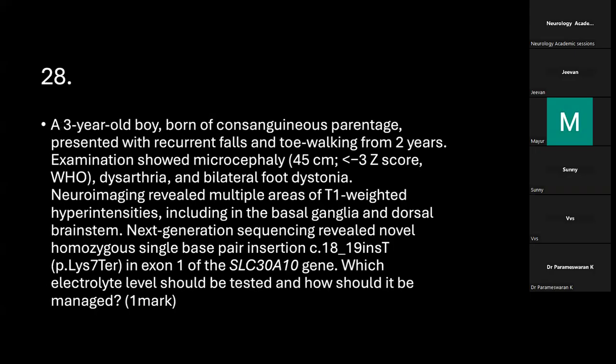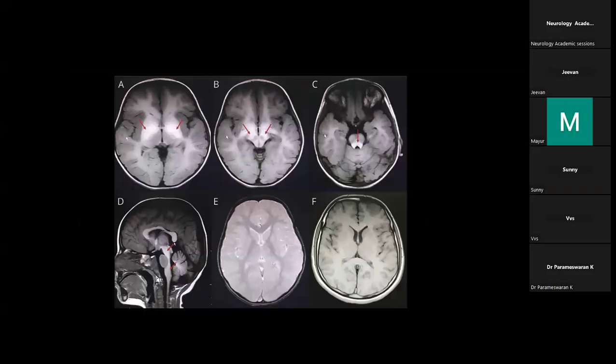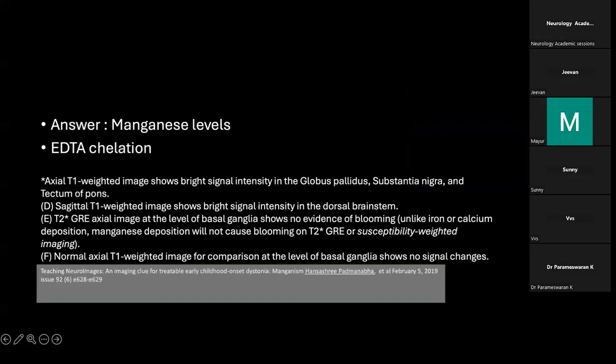Question number 28 was of a 3-year-old boy who started having recurrent falls and toe walking, and examination showed microcephaly, dysarthria, and bilateral foot dystonia. He was found to have an SLC39A14 gene mutation, and the imaging showed bilateral basal ganglia T1 hyperintensity and posterior tectal T1 hyperintensity, as shown in this figure. So manganese level should be tested in this patient. This is manganism, and EDTA chelation would lead to improvement.